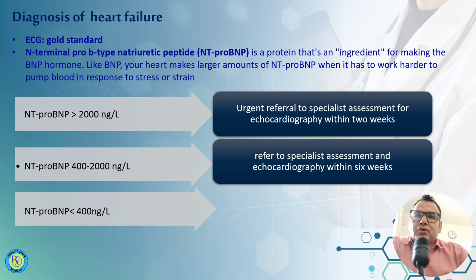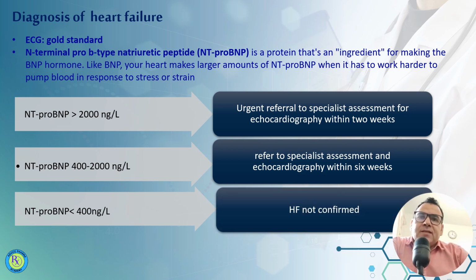However, if NT-proBNP is less than 400 nanogram per liter, at this stage the heart failure is not confirmed. So it's a very important test to understand and to interpret its result.